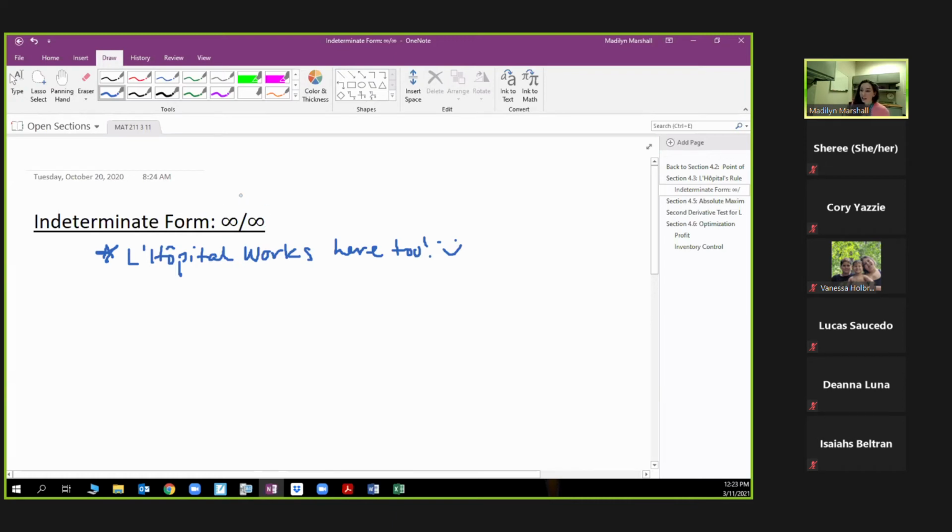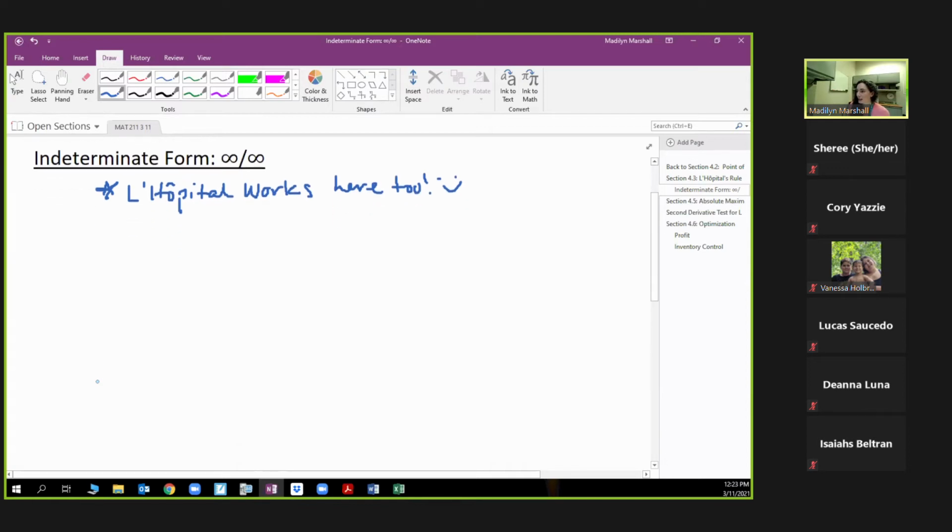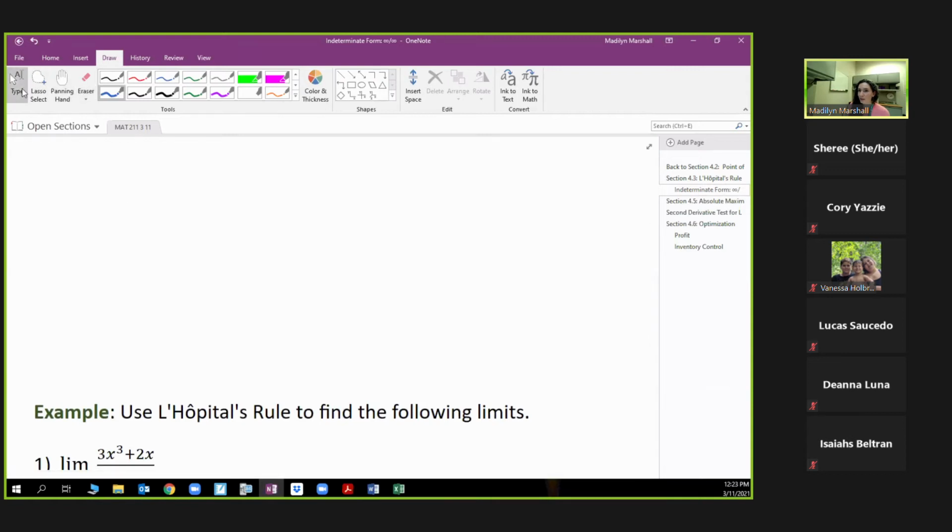So infinity, you might have heard of different kinds of infinities. We don't know what infinity over infinity is necessarily. It could be the top is growing way faster than the bottom. It could be the bottom is growing way faster than the top. We don't know what's going on when we have an infinity over infinity. So we need a little help to help us figure out that limit. And L'Hopital is the right tool.